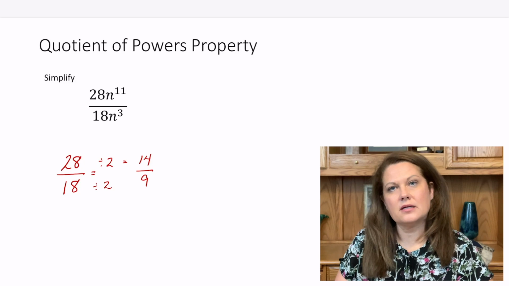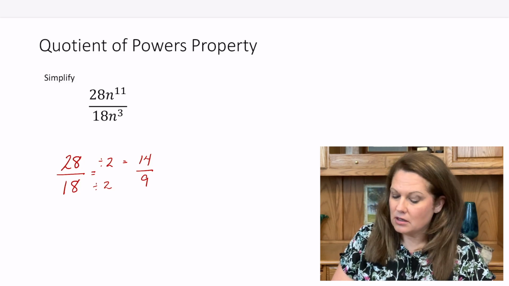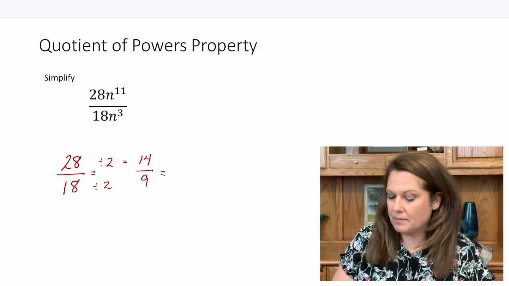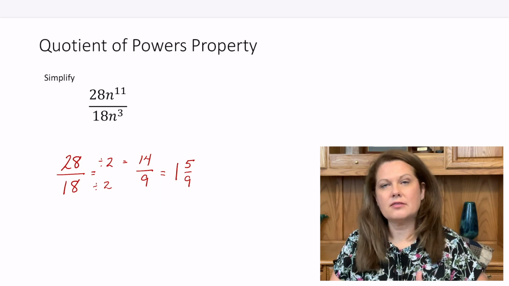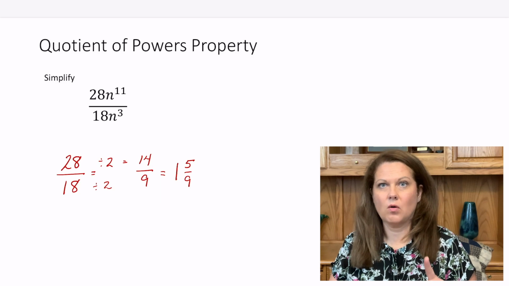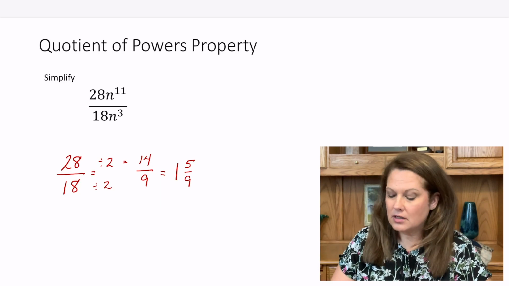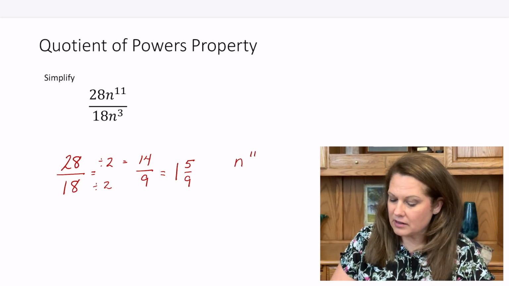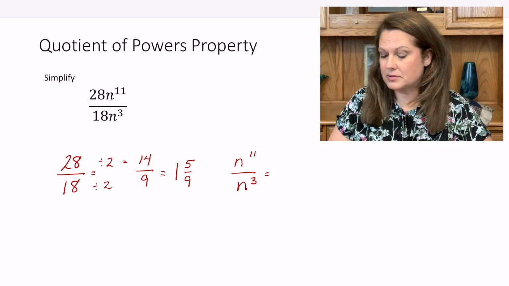Now we can keep this just like this as an improper fraction, or we can actually write it as a mixed number. We can say 1 5/9. Now how I got that answer is I know 9 is going to go into 14 one time. That makes a whole. I have 5 left over, so that's my 5/9. Now I'm going to do my powers, so I'm going to say n to the 11th divided by n to the 3rd. Check my bases. Are they the same? Absolutely.